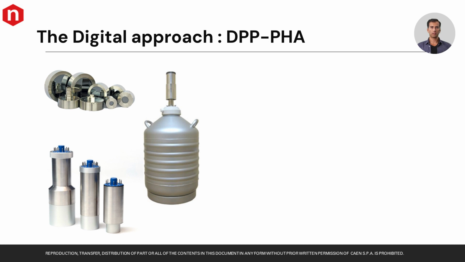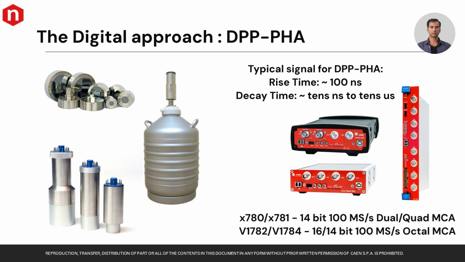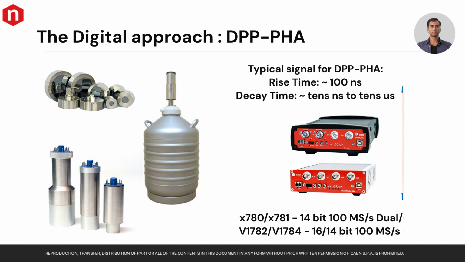In general, we can say that the PHA algorithm works with exponential signals, typically with a rise time of less than 100 nanoseconds and a decay time usually in the range of microseconds, but can go down to a few tens of nanoseconds. Therefore, there is no need to sample the signal at very high frequencies. Typically, a sampling rate of 100 megasamples per second is more than sufficient. It is, however, important to have an ADC with good resolution, at least 14 bits.